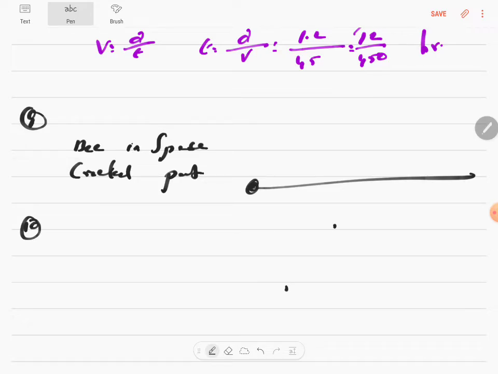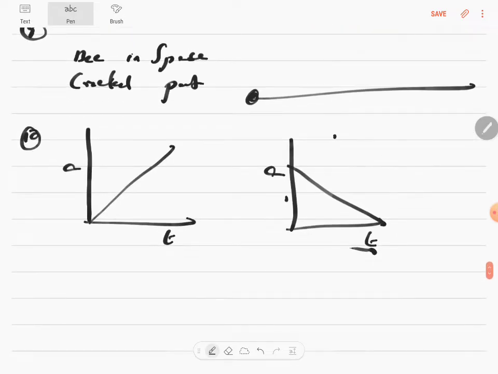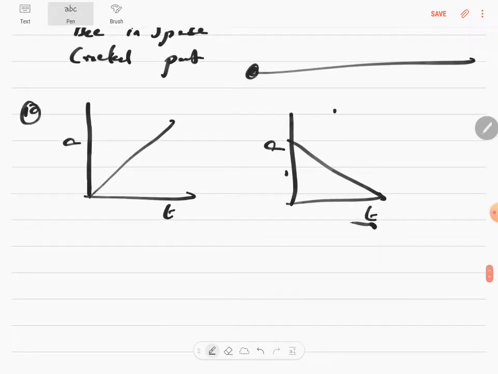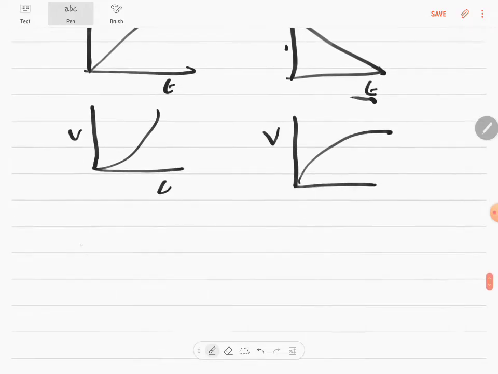Plot the position time graph for the motion of an object moving with a positive acceleration. For positive acceleration, the acceleration time graph is this. Negative acceleration means the acceleration time graph is this. So what would have been the velocity time graph for this? It would have been like this. What will be the position time graph for this?